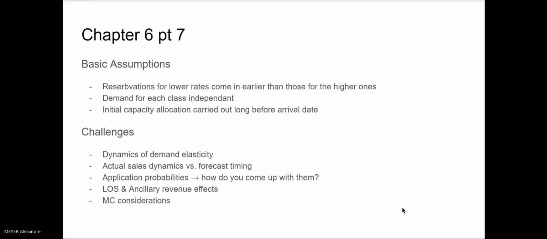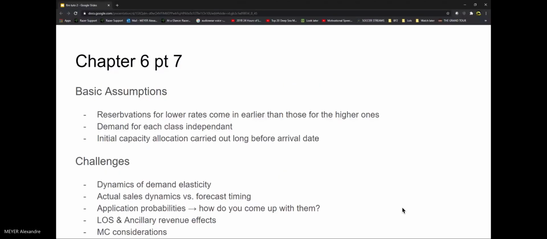You have the length of stay and ancillary revenue effects, because obviously you have to think, if a guest pays $200 for a room but stays 1 night, and another pays half the rate but stays 3 nights, well, who's more profitable? The person who ends up bringing more for your company, especially if the room is empty. And you also have to look at the marginal cost considerations as well.